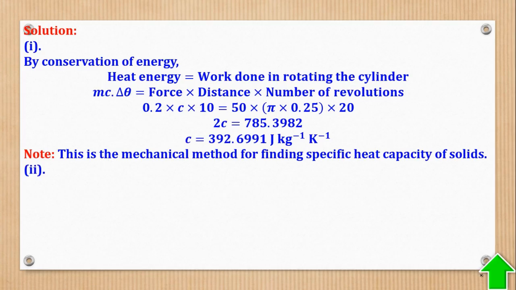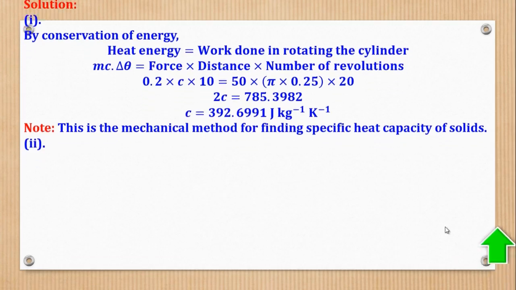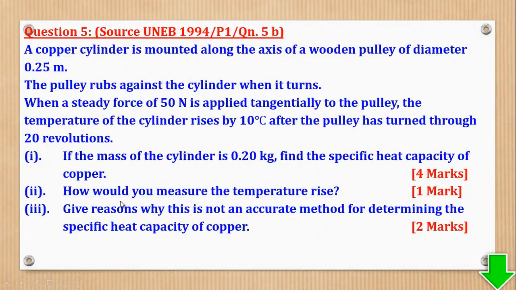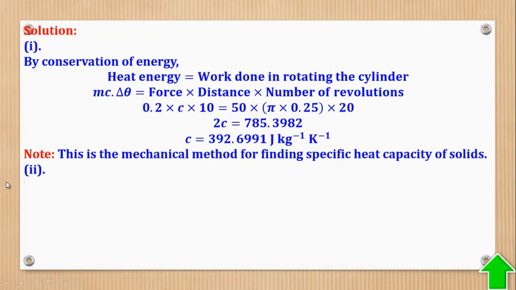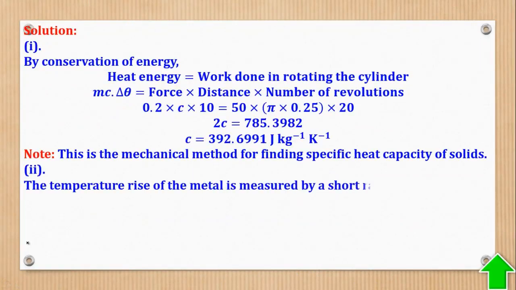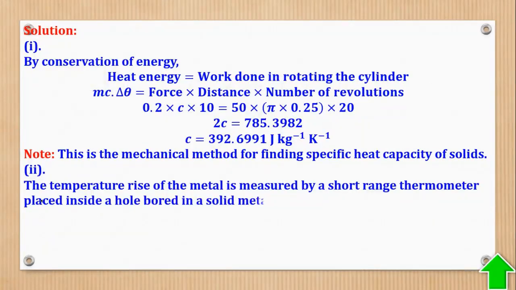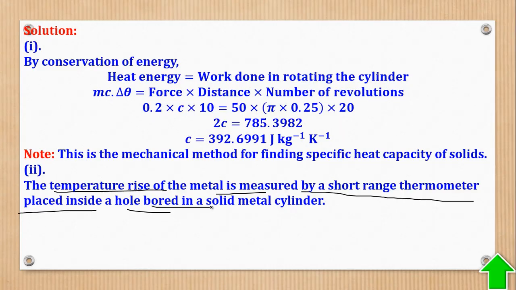Now Roman 2 said, how would you measure the temperature rise? The temperature rise of the metal is measured by a short-range thermometer placed inside a hole bored in a solid metal cylinder. So use a short-range thermometer and place it inside a hole bored in the solid.